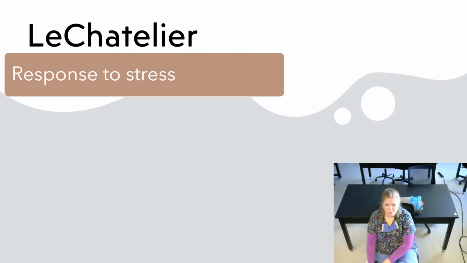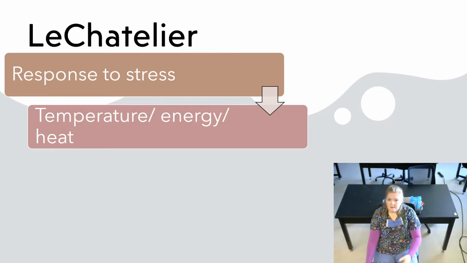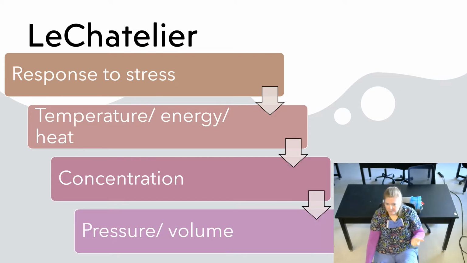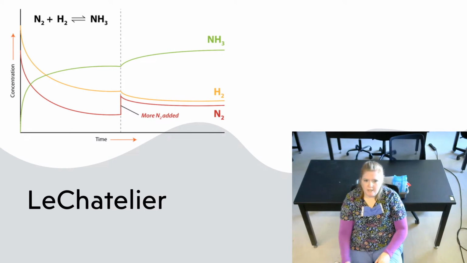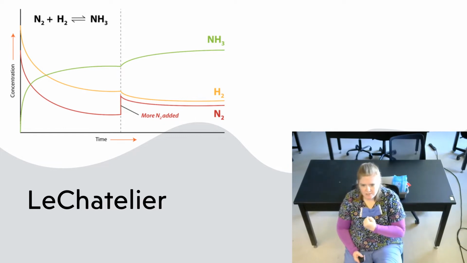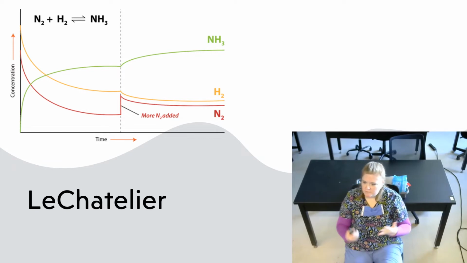Now, we as people don't respond perfectly to stress, but equilibrium responds perfectly, beautifully, always responding in a way to relieve the stress perfectly. It can respond to changes in temperature, energy, heat, concentration, pressure or volume. So for Le Chatelier's principle, when we increase concentration, the system shifts away from that. If we decrease concentration, the system shifts toward that. For energy or temperature, it responds the same way, and you'll see when I later run through some examples.